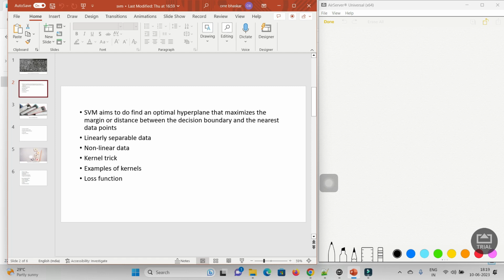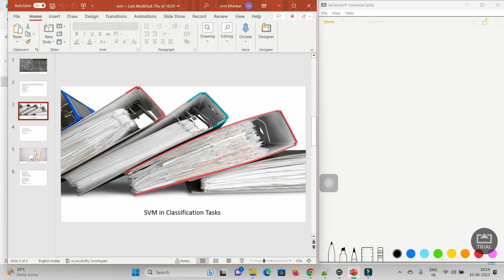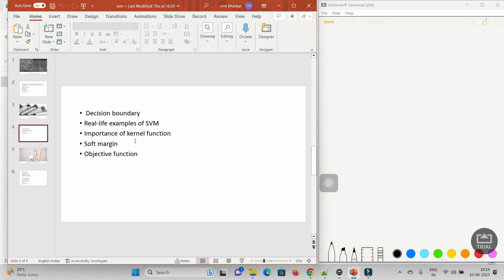With the foundations laid, let's move on to our next section, SVM in classification tasks. This is where things get even more interesting. SVM is primarily used for binary classification tasks, where it learns to classify instances into two classes based upon a chosen hyperplane, just like previously how we have defined it.